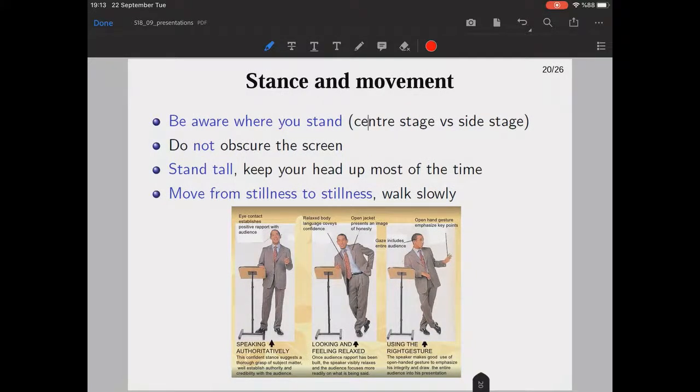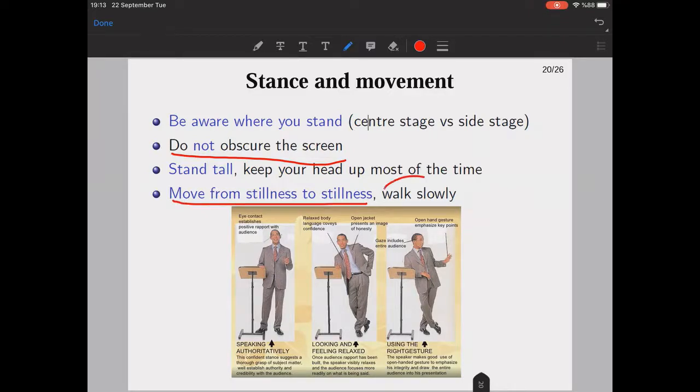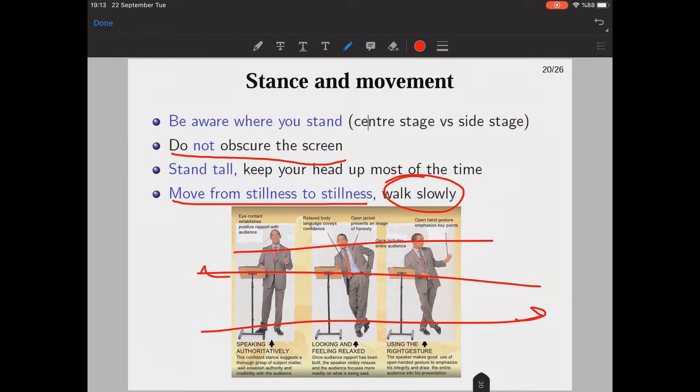And about the stance and movement during the presentation. Be aware where you stand. At the center stage, for example, you can go to sides, but be careful about not obscuring the screen, and don't go in between the projector and the screen. Stand tall. Don't look down. Keep your head up most of the time, and move from stillness to stillness. Walk slowly. Please do. This is also important. Don't rush. Just don't go here and here and here like Speedy Gonzales. It doesn't work. People get distracted anyway. Don't stand still as well.